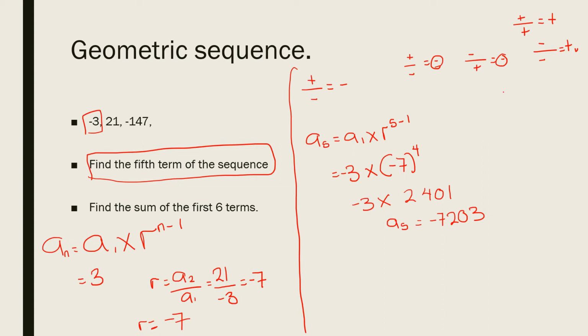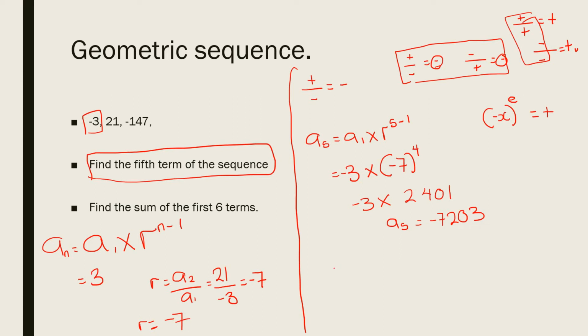So remember, positive over negative will give you negative, and negative over positive will give you negative. Different signs always give you negative, same signs will always give you positive. And if you have a negative number raised to an even number, the answer will always be positive. So minus 7 to the power 4 is 2401. And A5 is this one.